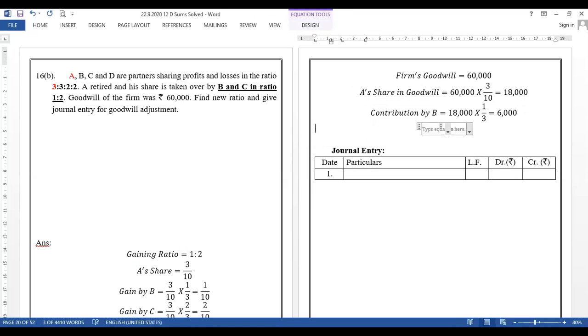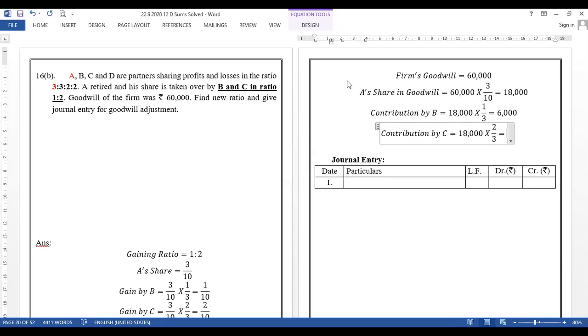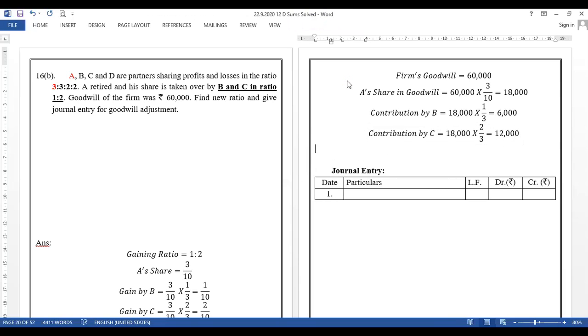And the same way, contribution by C will be equal to 18,000 into 2 by 3. So that will be equal to 12,000. That's all. So let us write the entry.